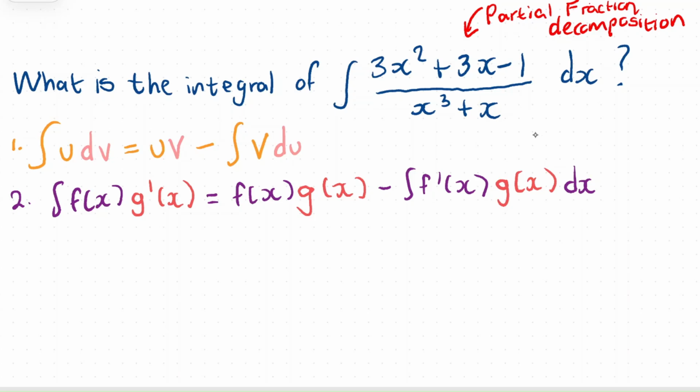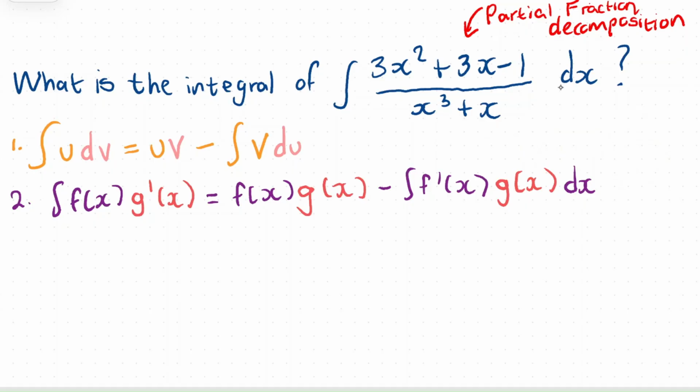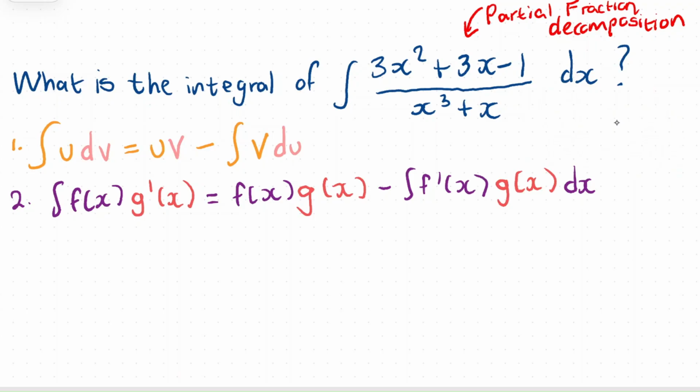Typically, how partial fraction decomposition looks is that you'll have something like f of x is equal to p of x divided by q of x. And the reason why we use partial fraction decomposition is because it breaks up the fraction into easier fragments. For example, we'll have something like a over x plus b over x squared plus 1. And to be able to find the integral makes everything so much easier.